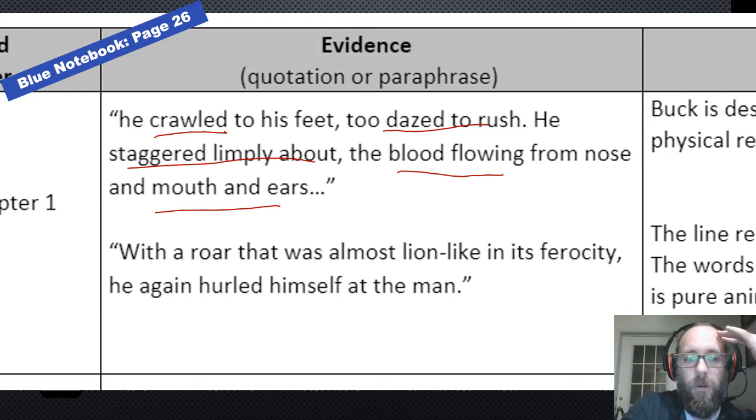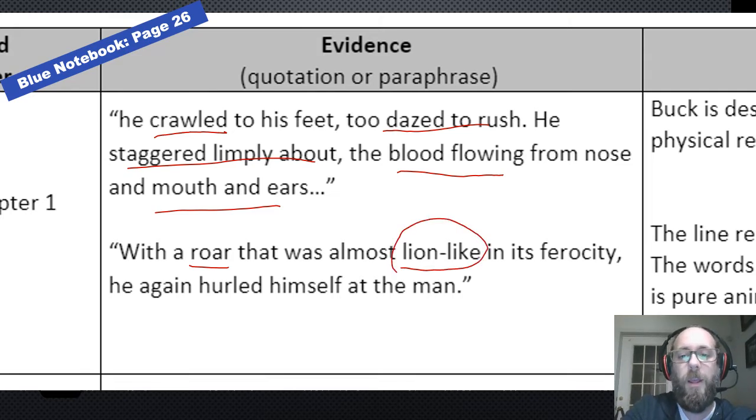"With a roar," interesting word, that was almost lion-like. He's being compared to an animal. "In its ferocity, he again hurled himself at the man." Hurled, jumping without control. Okay, so this is my evidence here.